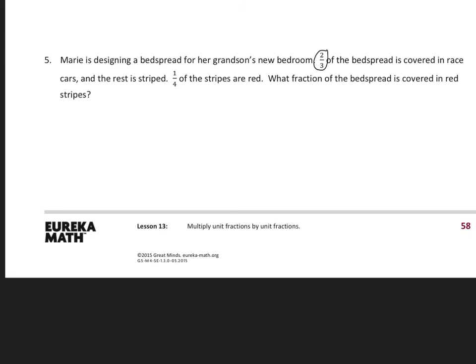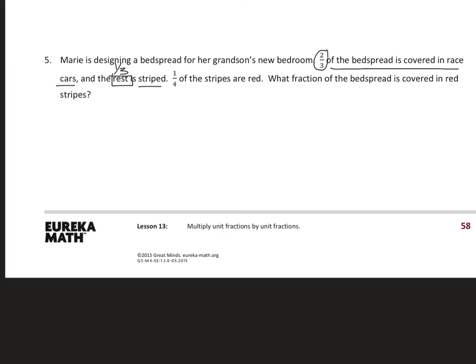All right. So I'm going to put 2/3 of the bedspread is covered in race cars. And the rest, let's go ahead and box in the rest, is striped. Okay, so if 2/3 of it is covered in race cars, the fraction for the rest would represent 1/3. Because 2/3 are race cars, and then 1/3, the rest, is stripes.